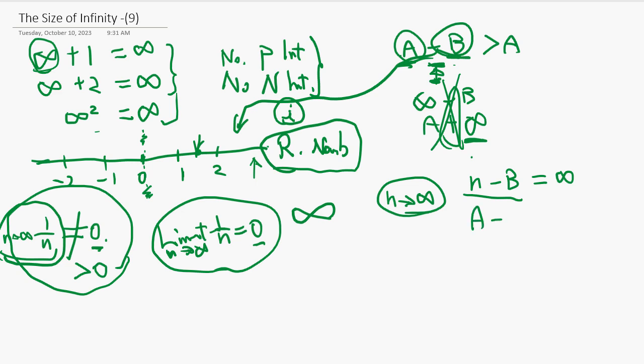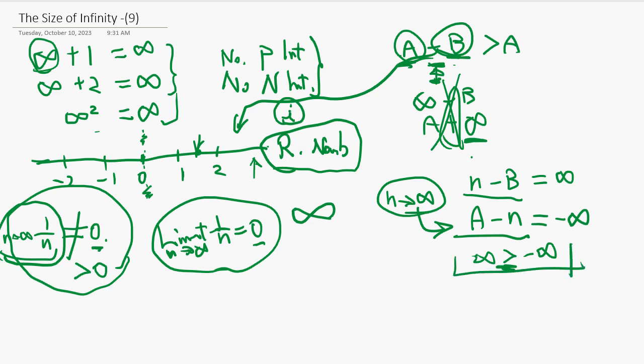A minus n has some number, but when n goes to infinity, then it becomes negative infinity. Ooh, infinity has positive and negative. Oh, that means positive infinity is larger than negative infinity. Sounds like we have some hope. We have a size of infinity here.